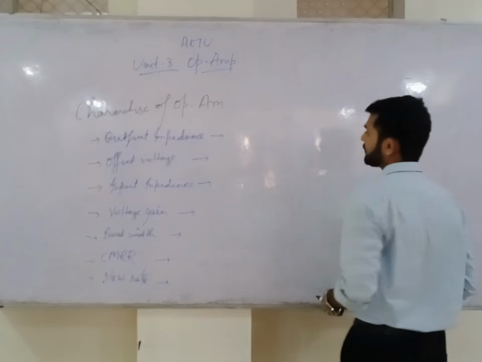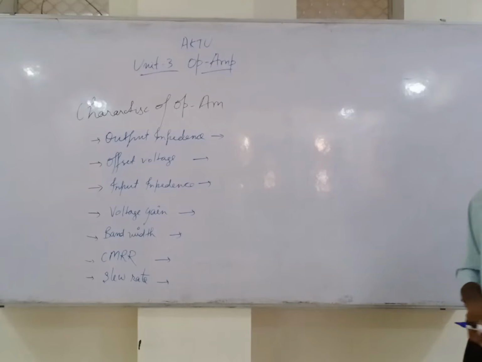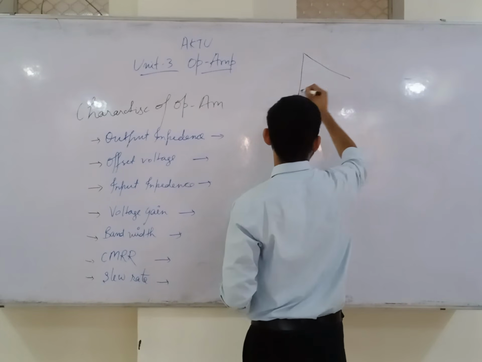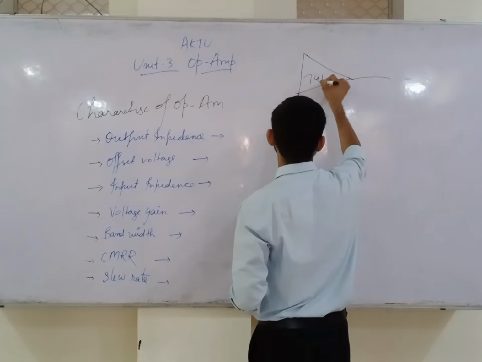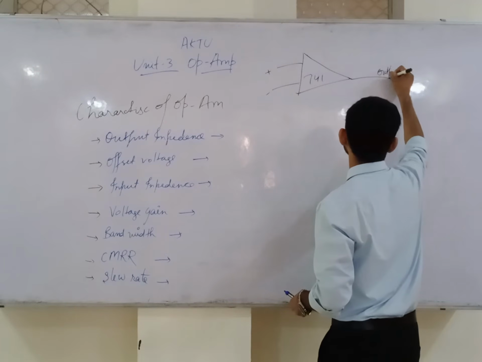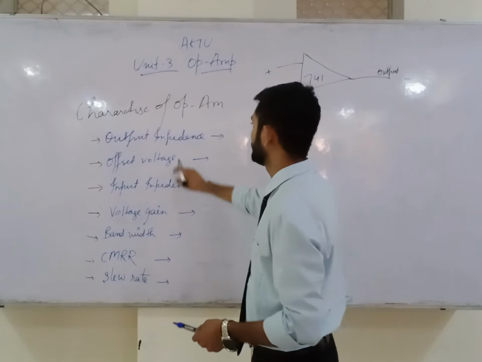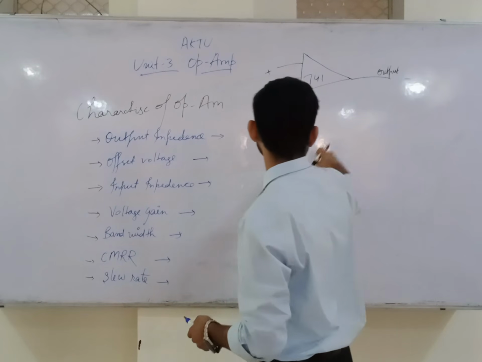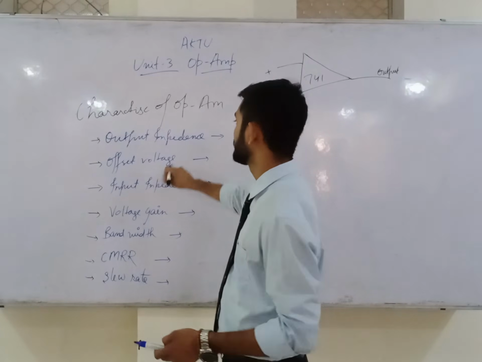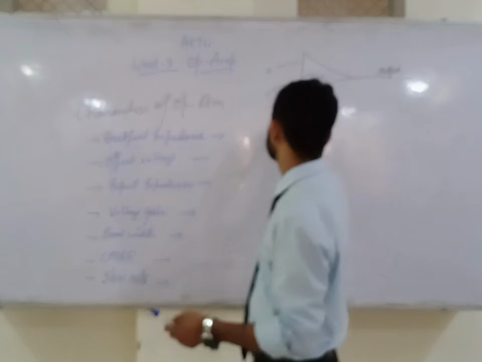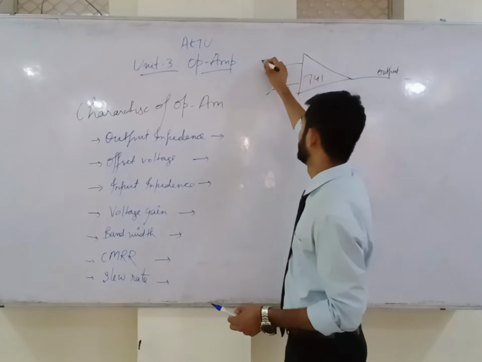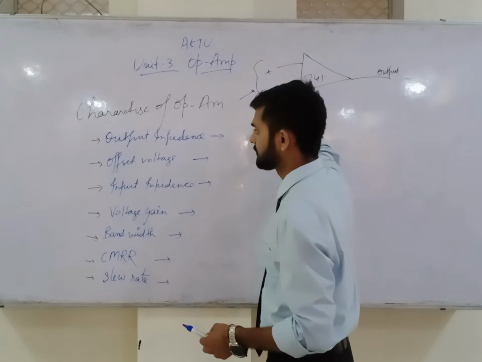Number one is output impedance. What is output impedance? This is the op-amp, IC number 741. One input is positive, one is negative, and the second one is output. Output impedance is the total output given from this op-amp. Offset voltage is the overall voltage of this op-amp. Input impedance is the input drawn from this op-amp.